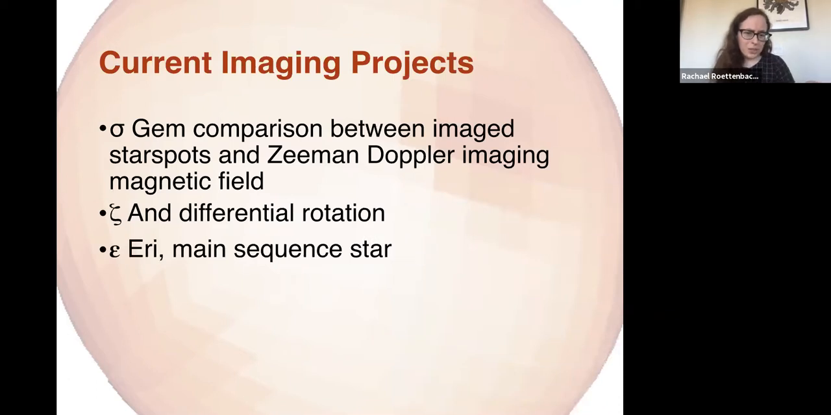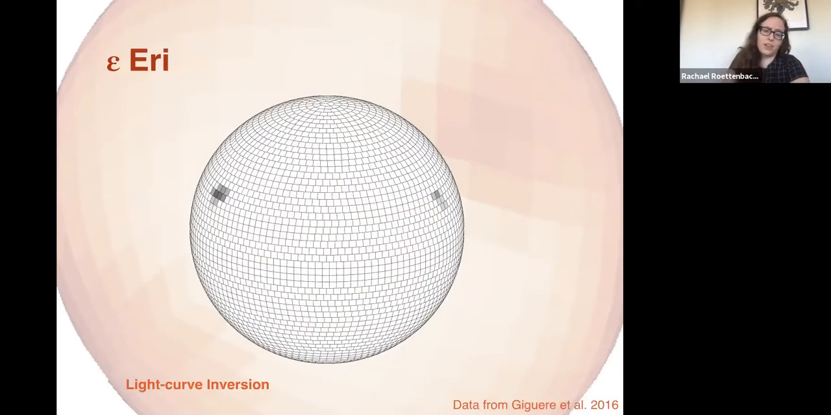I'm also working on applying this to main sequence stars, and in particular Epsilon Eridani. This is a light curve inversion with most observations, so space satellite. And you can see that there are small spots on the surface. And these are actually resolvable with CHARA. The star is actually quite big. It's over 2 milliarcseconds. And so these features would be detectable with CHARA and MIRC.